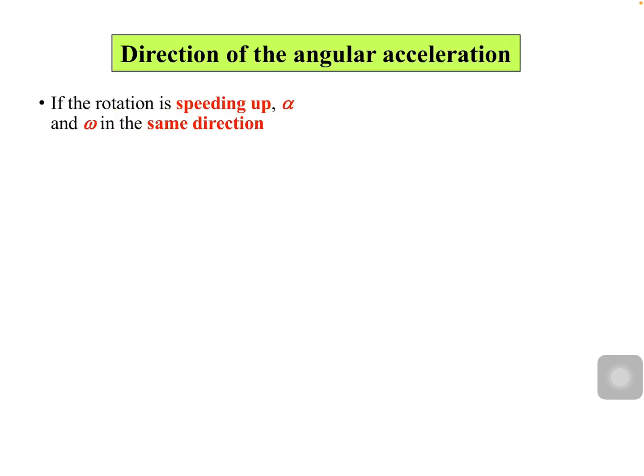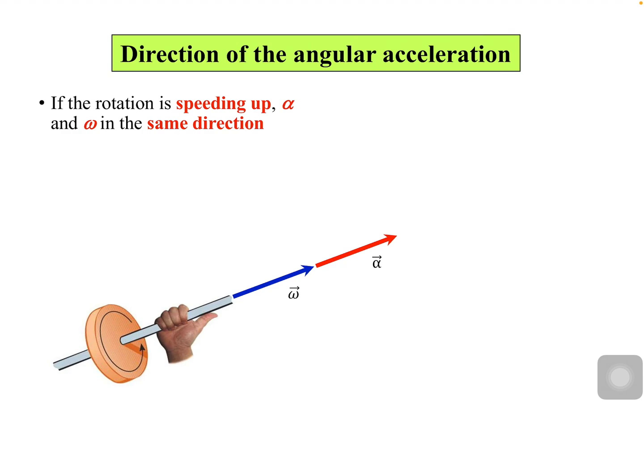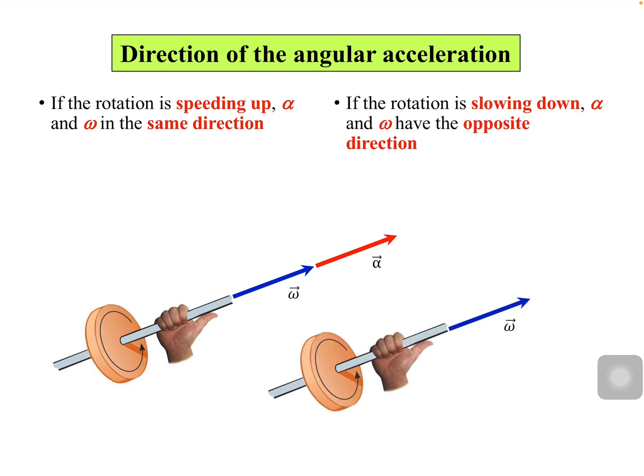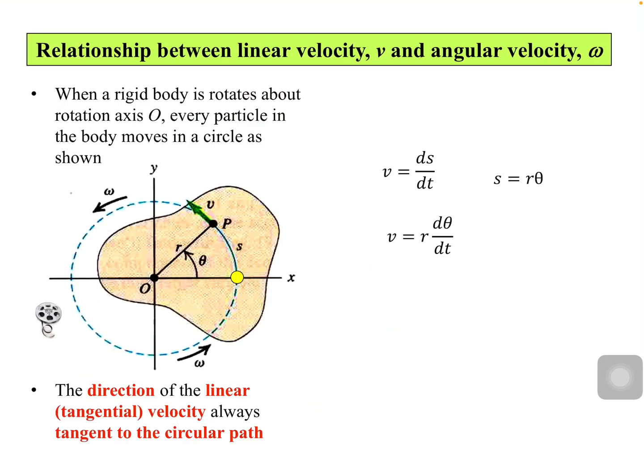Okay, directions of angular acceleration. If the rotating body is spinning up, alpha and omega are in the same direction. So, kat sini, dia makin laju, alpha omega sama. But kalau dia slowing down, basically sama juga, cuma because slowing down, alpha dia will be in opposite direction of omega.